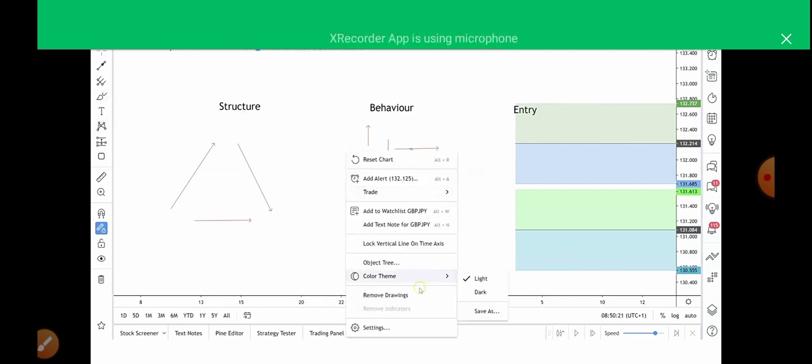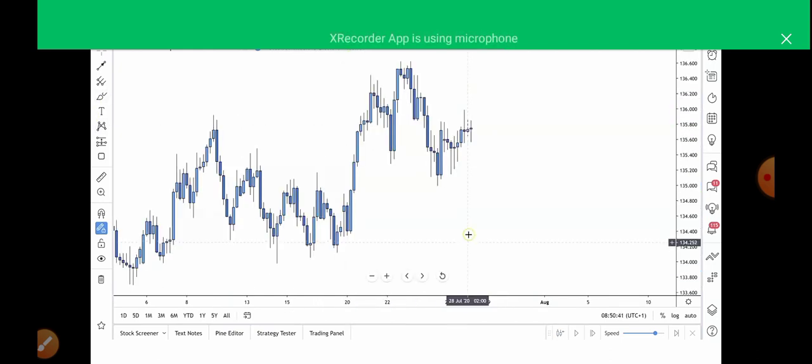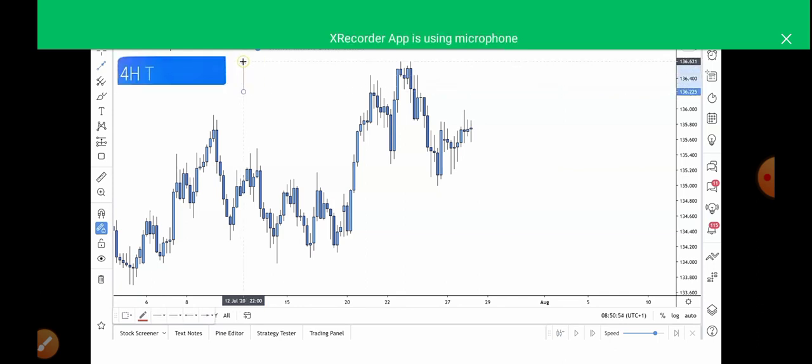Let's clear the charts and let's move back up. Okay, so we're back at the charts. For this example, we're going to be looking at pound JPY. We're going to start with our first time frame. The first time frame that we're going to be using is the 4H time frame.